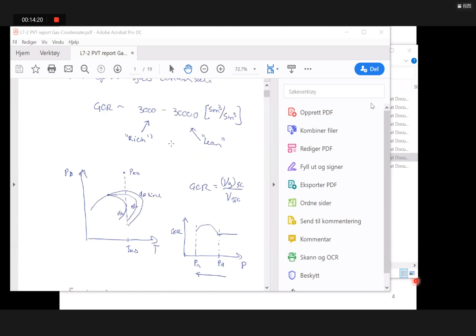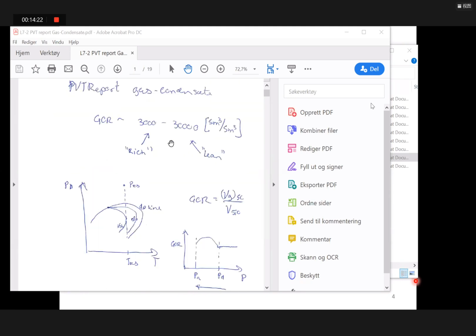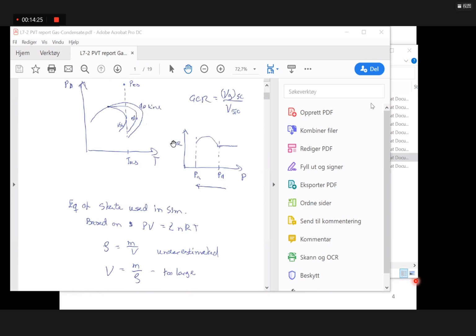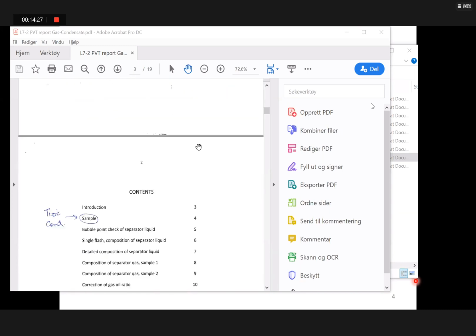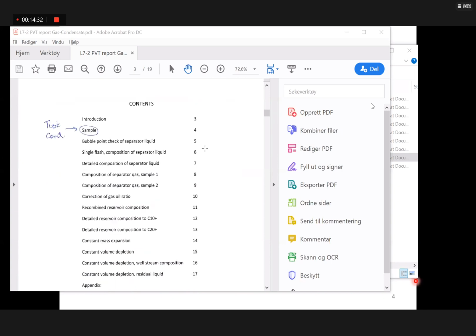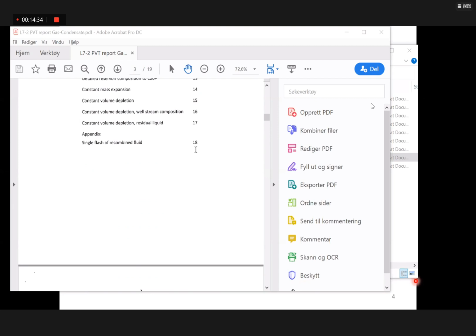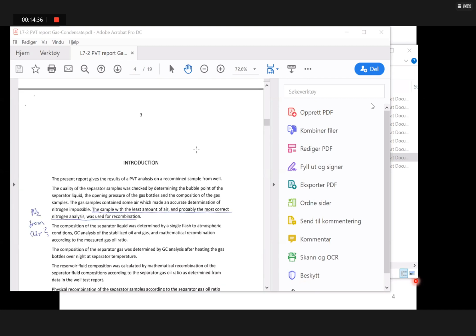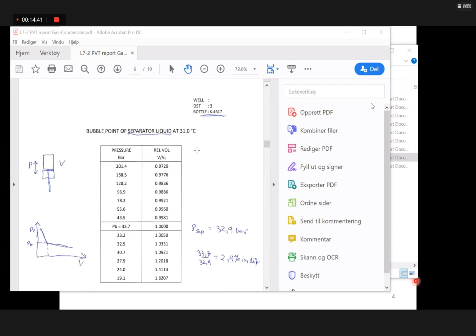Okay, so we started working with the PVT report on gas condensate, and we went a little bit. What we did, there was an introduction page. We looked in the introduction part, and then there was a sampling sheet. And then what we did is, in a way, we measured the bubble point of the separator liquid. So the gas condensate arrived to the laboratory as a separator liquid and a separator gas.